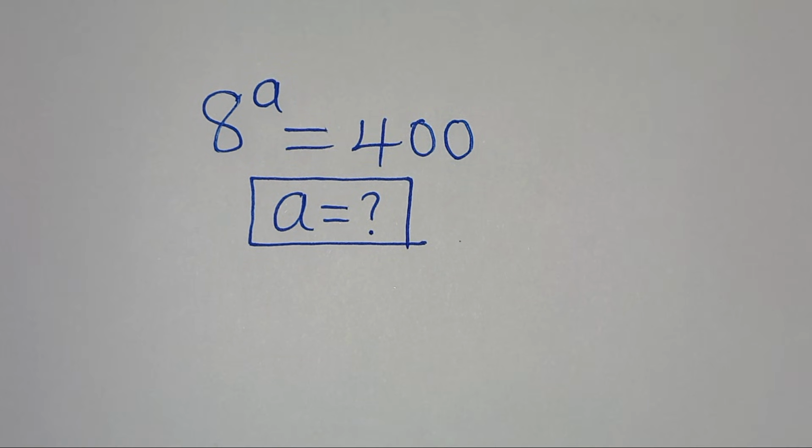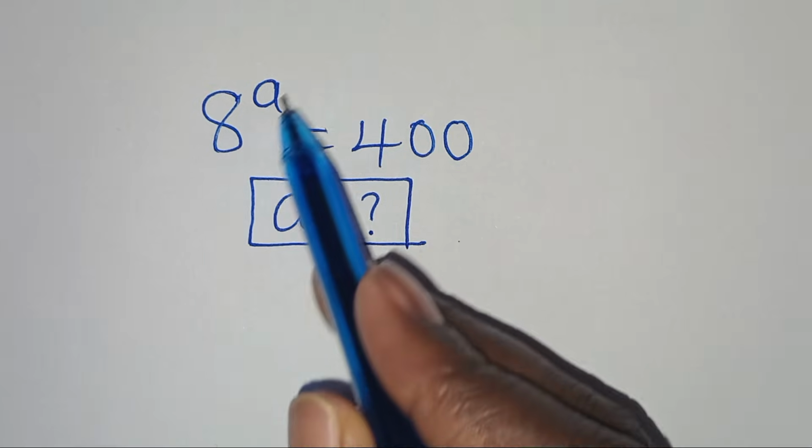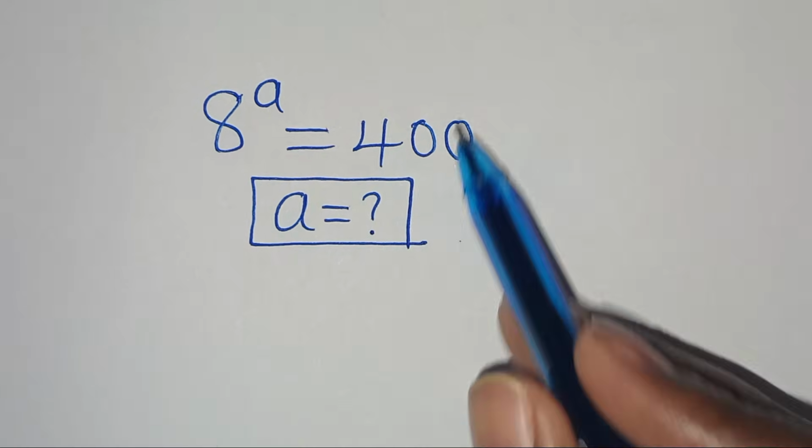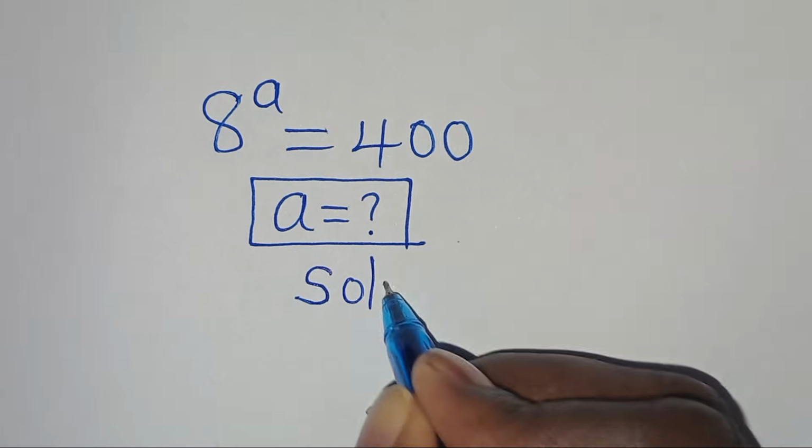Hello everyone, you're welcome to solve this nice exponential equation here, which is 8 to the power of a equals 400. So what is the value of a? Now let's provide a solution from here.